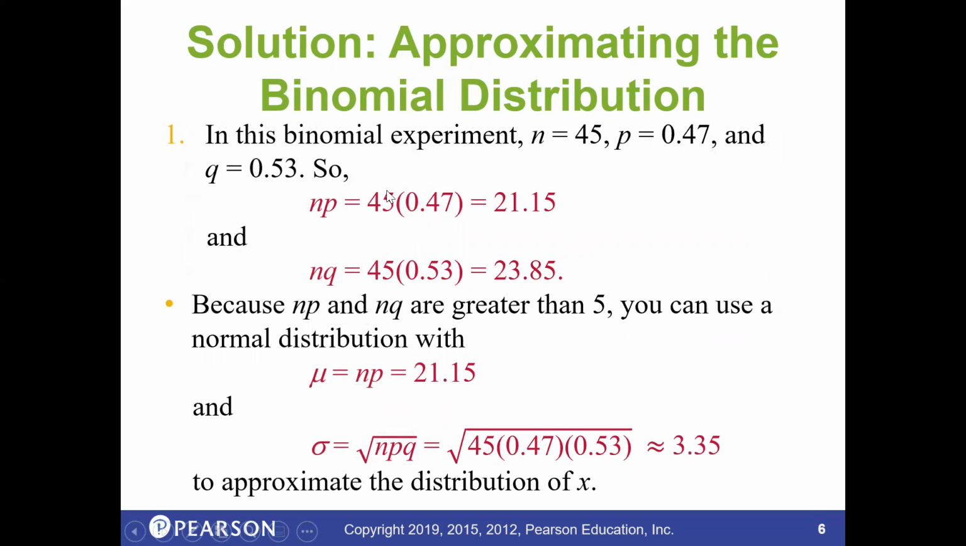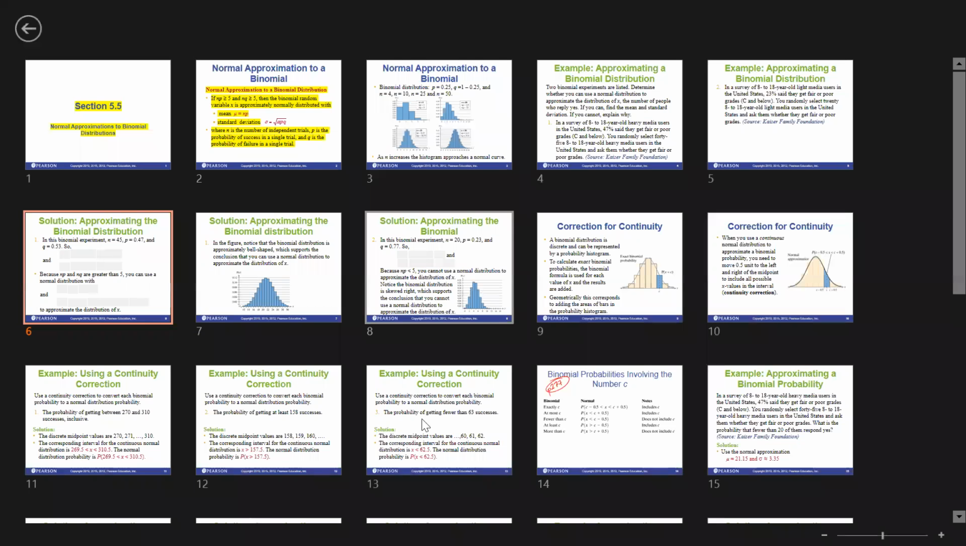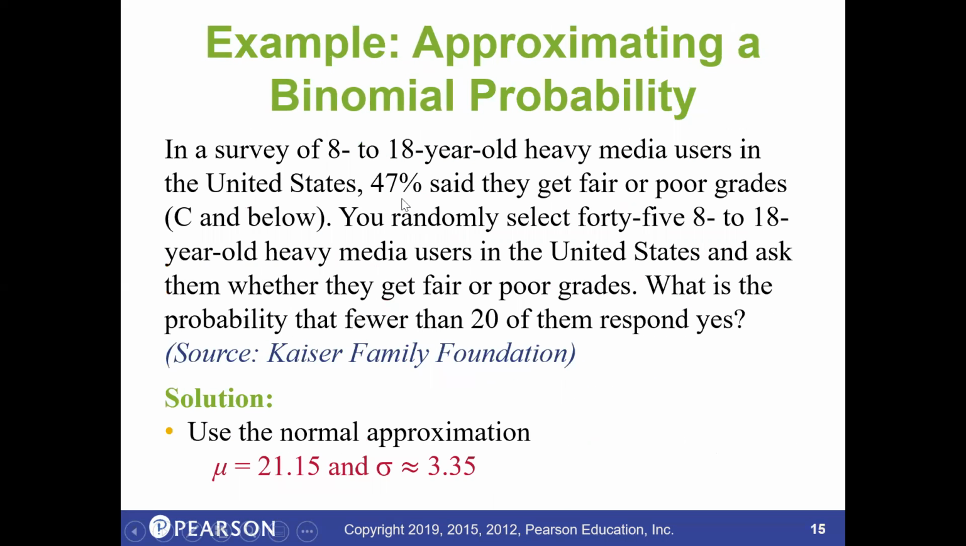N times P, your number of trials times your success rate, and your number of trials times your failure rate, they both have to be greater than 5. And if they are, then we go on to this step right here. We're good. So as we are repeating the problem here, 47% of them said poor grades, and there's 45, so the conditions have been met. We're good from the work that we did in the beginning of the chapter.